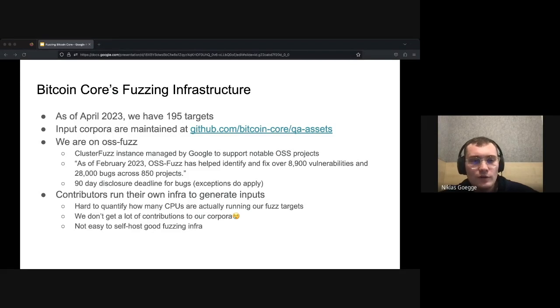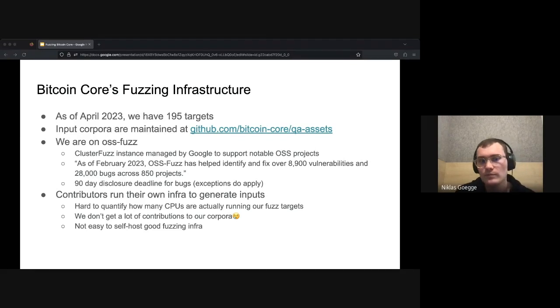The only downside to OSS-Fuzz for us specifically is that they have a 90-day disclosure deadline. So if OSS-Fuzz finds a bug through our fuzz targets, it first discloses it in private to the maintainers. But then we have 90 days to fix it, or they disclose it. There are some exceptions, but in the beginning people were against adding us to OSS-Fuzz specifically because of that rule. We've been on there for a while and we haven't really had problems with this.